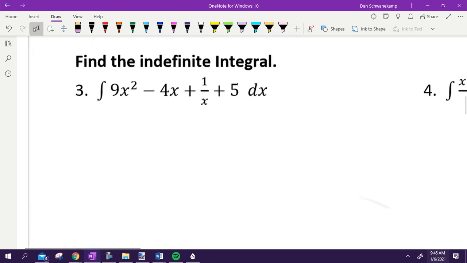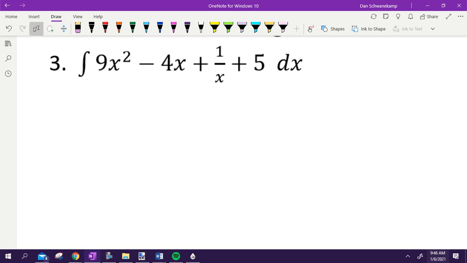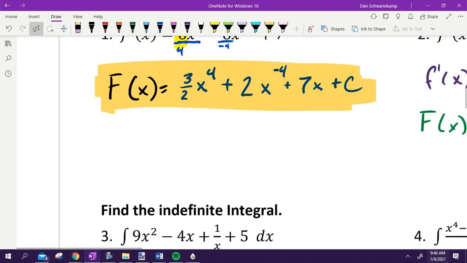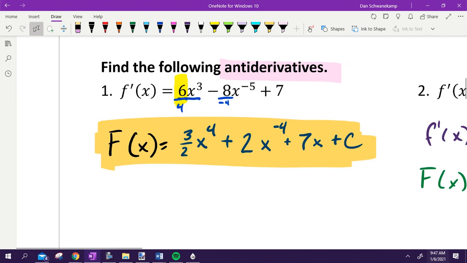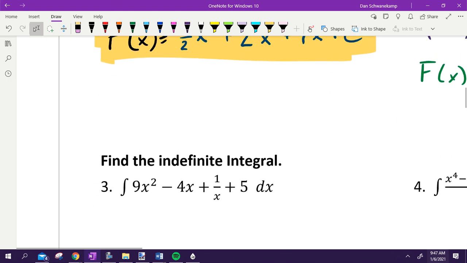Let's do number 3. Let's just kind of work through it together. Hey, look, the directions changed. Up here we found an antiderivative. Right here we found an indefinite integral. This is called an indefinite integral because there's not any bounds on that thing. In every problem we've done so far, we found the area under the curve. There's been a number like 0 and 2. This is called indefinite because we don't have those numbers. An indefinite integral just means find the antiderivative.